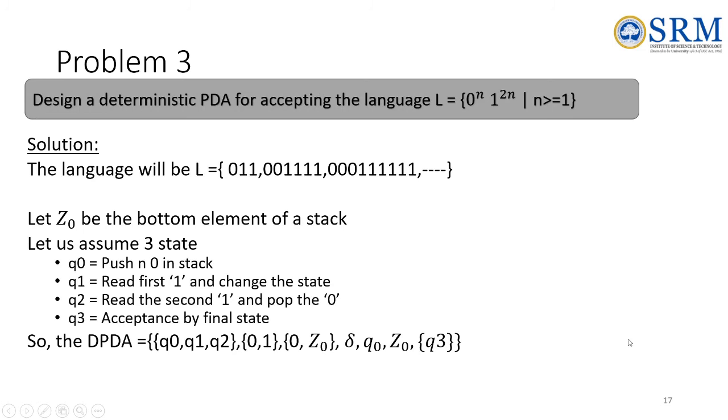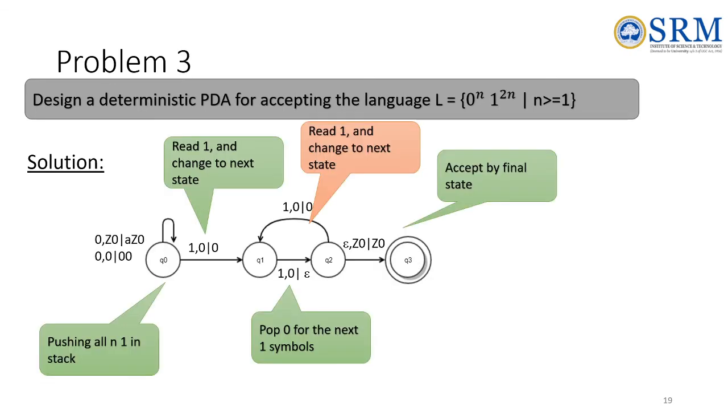Then another sum I just want to show you, an interesting sum, is 0^n 1^(2n). That is, if n is equal to 1, it means 0 1 1. If it is 2, it means 2 zeros and 4 ones. Likewise it goes on. So if this is the case, how to draw the PDA? I will show the diagram of how it is designed.